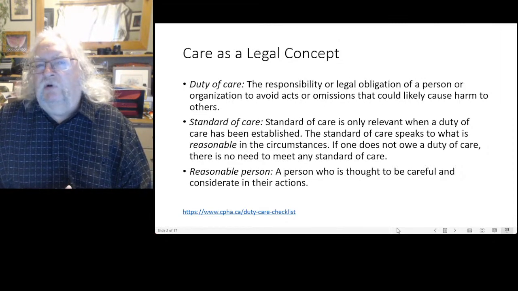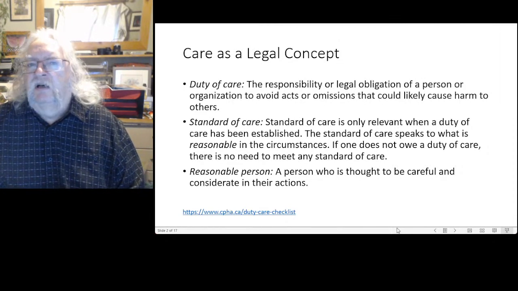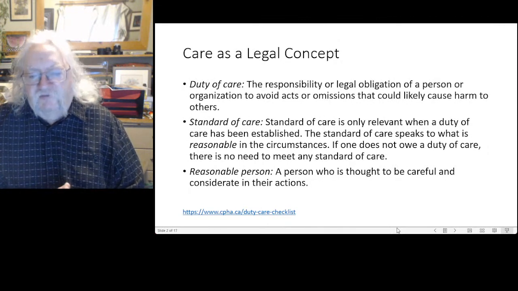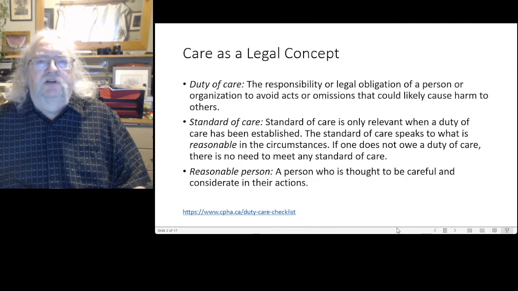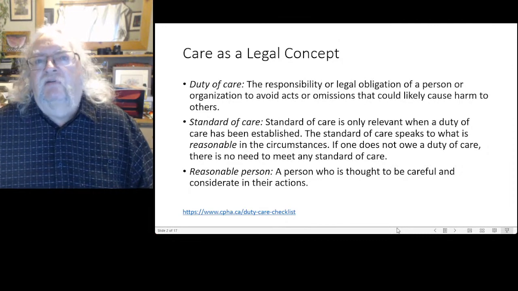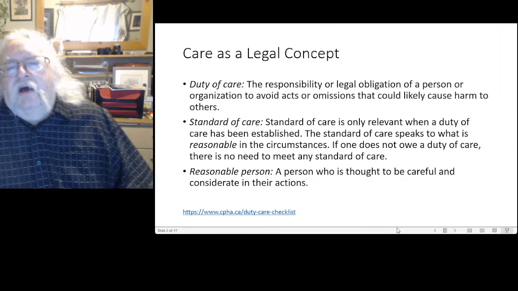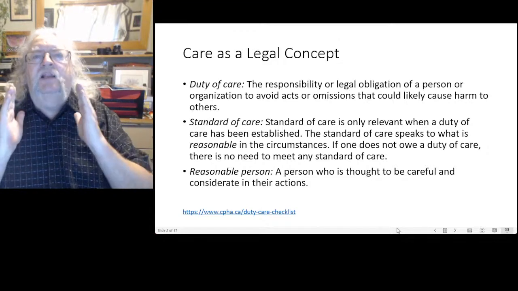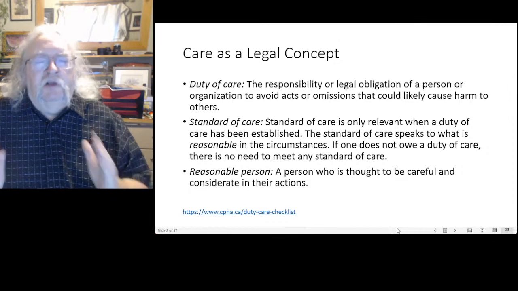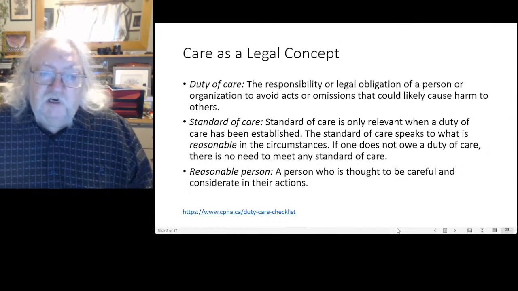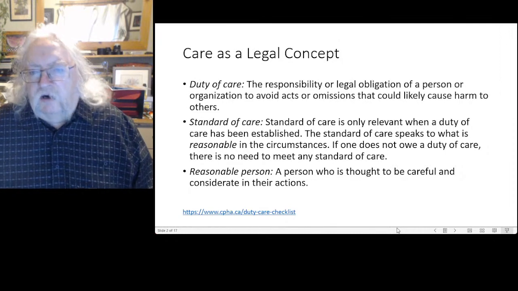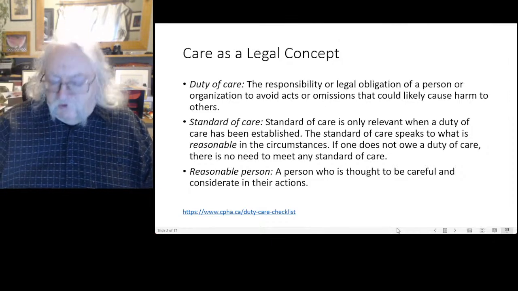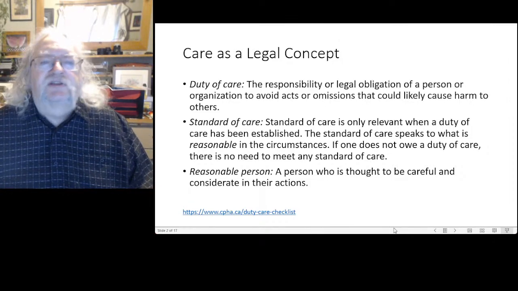And then, as with many other cases in law, what counts here is as defined by the reasonable person. In other words, a person who is thought to be careful and considerate in their actions, not unusually so and not unusually careless, just somewhere right in the middle, a common, ordinary, reasonable citizen who's in a profession, who has a duty of care, who has an obligation, therefore, to avoid acts or omissions that might cause harm to others. Okay, makes sense.